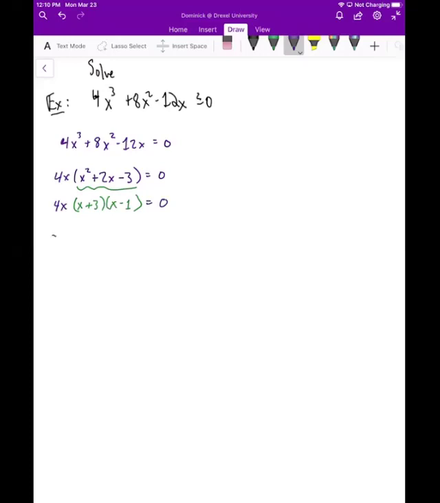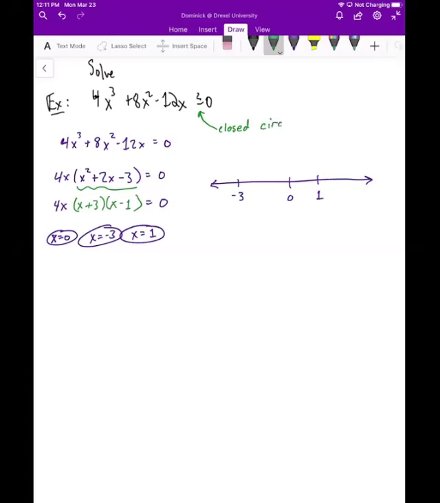So our fully factored version is 4x times x plus 3 times x minus 1. So we get x is equal to 0, x equals -3, and x is equal to 1. So we actually get 3 boundary points here. That will come into play in this next step. So now we have a boundary of -3, a boundary value of 0, and a boundary value of 1. And again, we have the equal sign here, so that's going to tell us that each of these are going to get a closed circle.